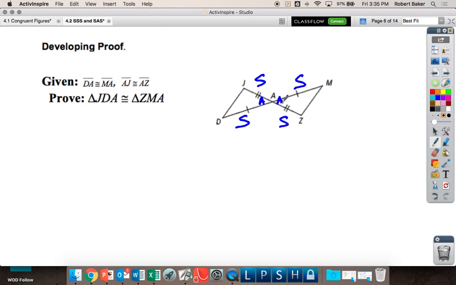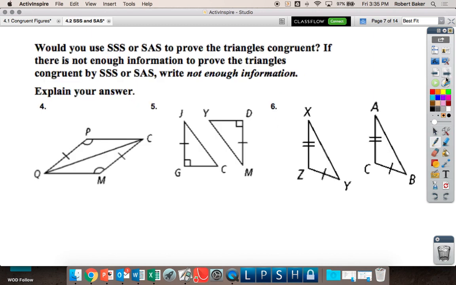So, have I just proved those two triangles are congruent? Yes. What shortcut did I use? SAS. Just by adding that one layer that vertical angles are congruent, I know for a fact that those two triangles are congruent. Is it making sense? Yes. Congruent, yes or no?